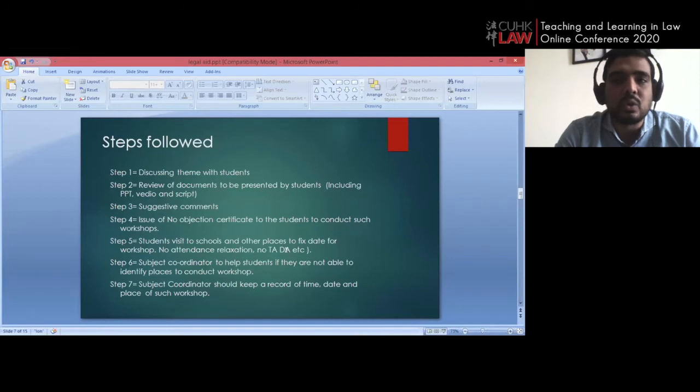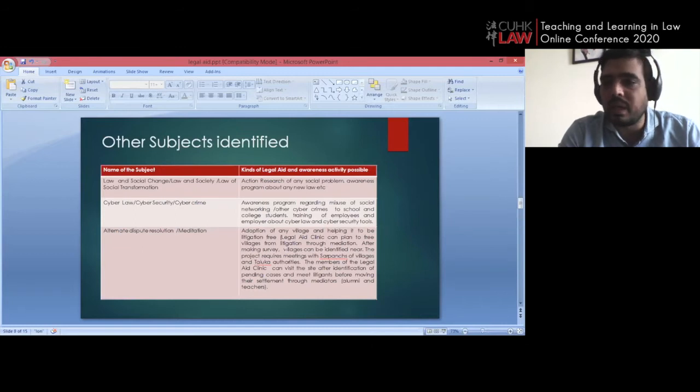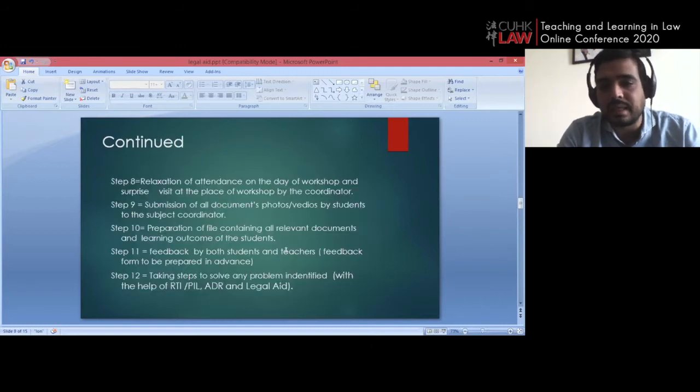And also, while preparing all this material, they are learning research skills. And when they are delivering the workshop, they are learning the best possible ways of communicating with people who are not aware of laws, giving answers to their queries, and also a certain aspect of mentorship. So these were the steps that they followed, and at an institutional level we relaxed their attendance on the day of the workshop.